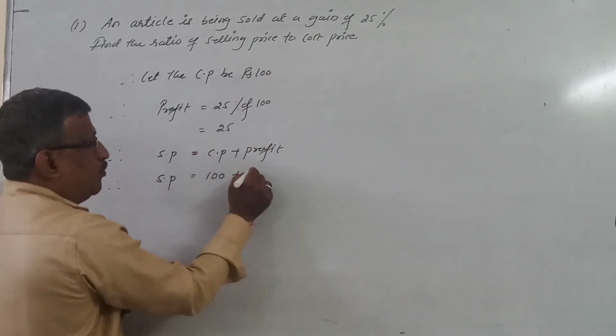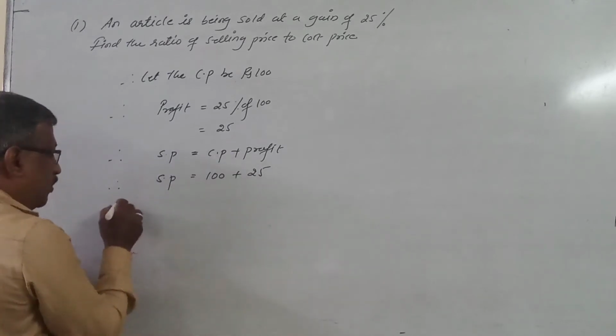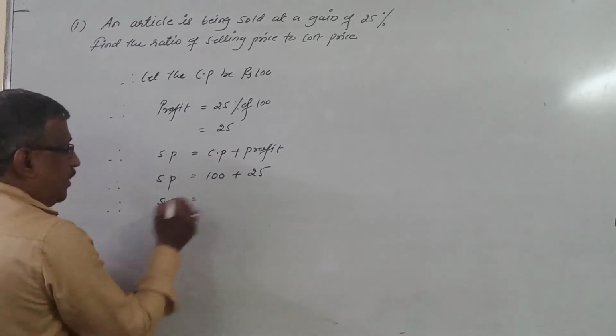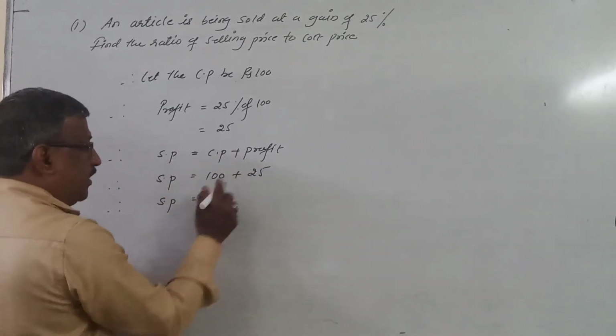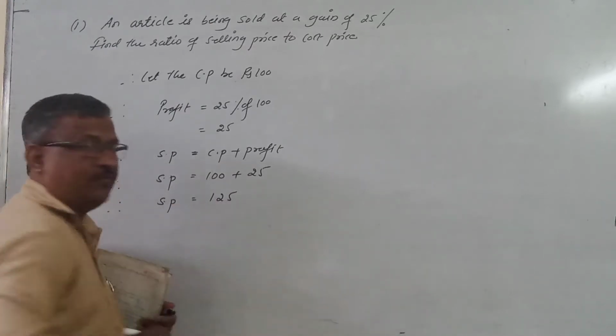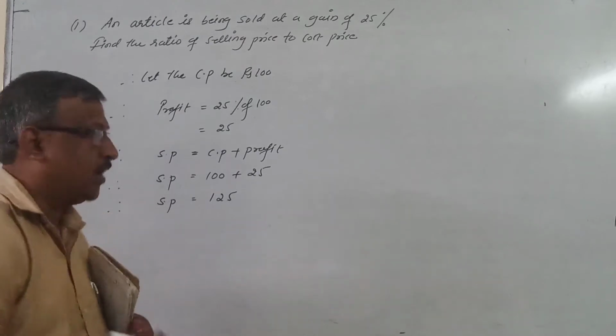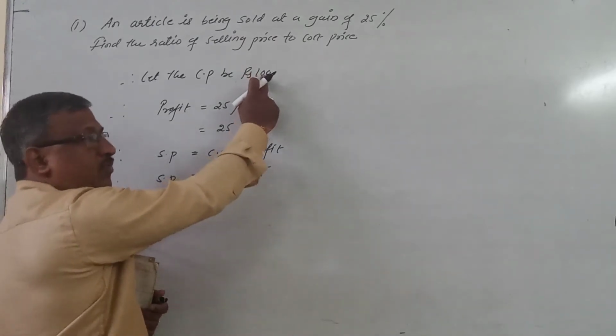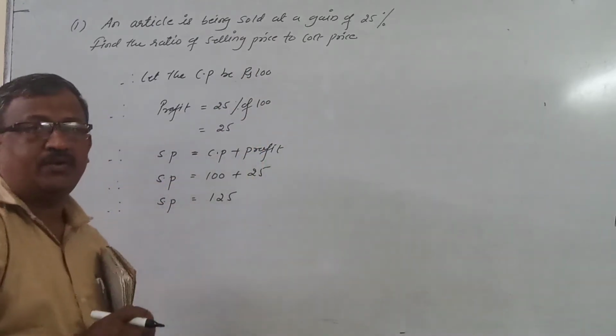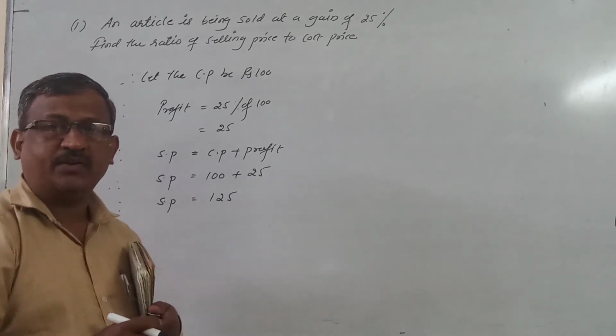And how much profit do you want? 25 rupees profit. So to gain 25 rupees profit, at what price will you have to sell the article? It is at rupees 125. So your selling price comes to 125. If you purchase that article for 100 and sell it for 125, you get 25 rupees profit.